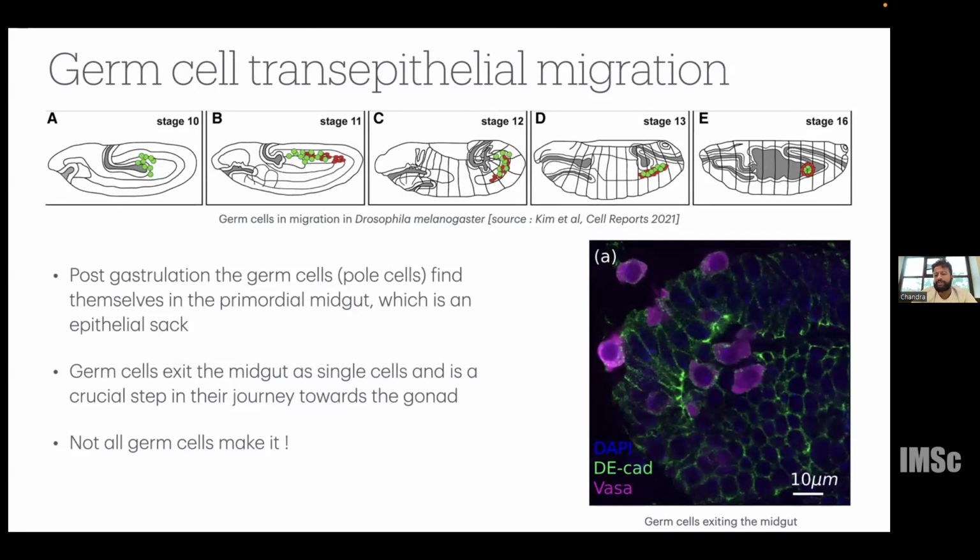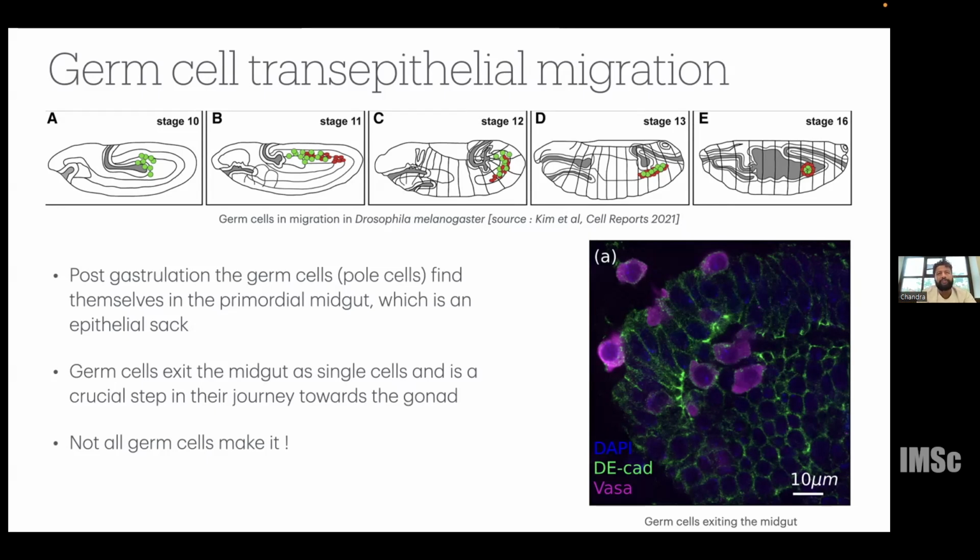By the end of embryogenesis, by stage 16, they are supposed to go in two different batches, because there are two gonads. They're supposed to reach these two gonads, so it's quite a long journey. They start from the posterior tip, and after gastrulation they are somewhere inside the midgut, which is an epithelial sac. They have to exit this midgut, and to remind you again, there are no holes for the germ cells to exit. It's a sac made of one layer of epithelia, so they have to exit that. That's one of the crucial parts.